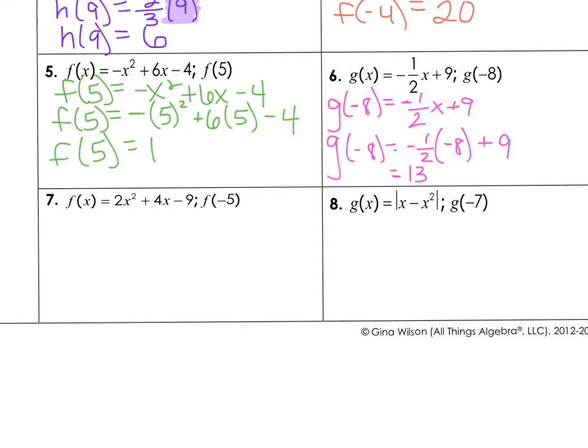Number 7 says f of x equals 2x squared plus 4x minus 9. Find f of -5. What I would like for you to do is to take a minute on your own and to plug in that -5 how we've been doing it in the previous problems. Please go ahead and do that.